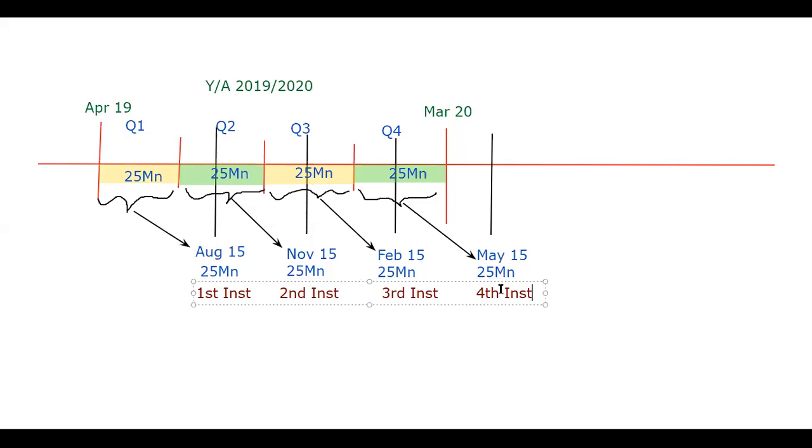Right? Then here, if you can see, you are paying quarterly, after the fourth installment. The fourth installment is from unit level. The fourth installment is May 15, right?